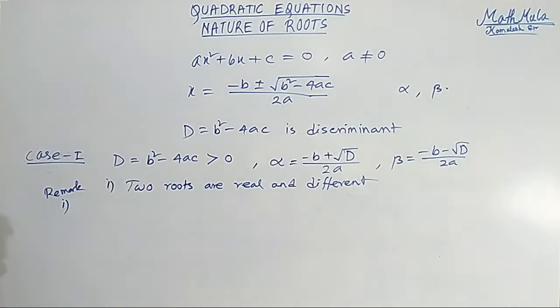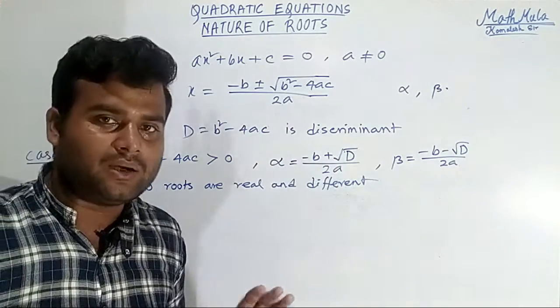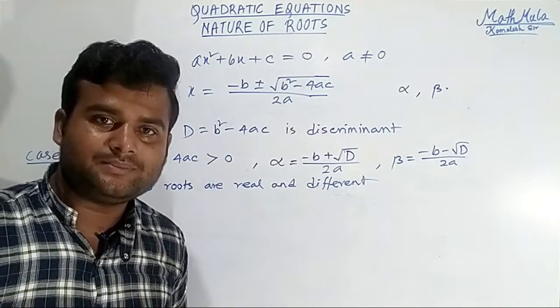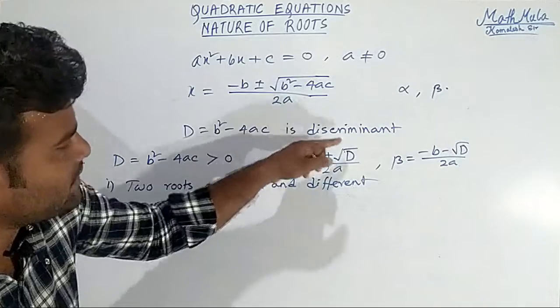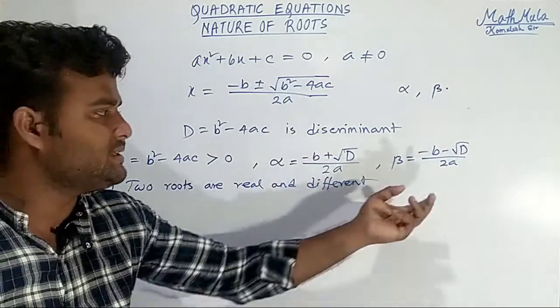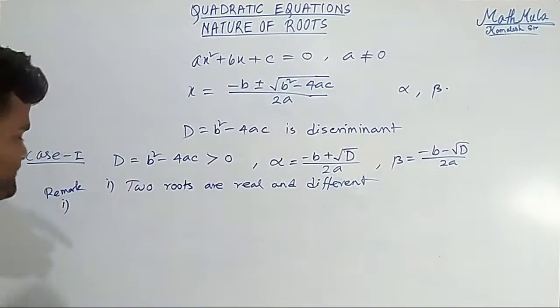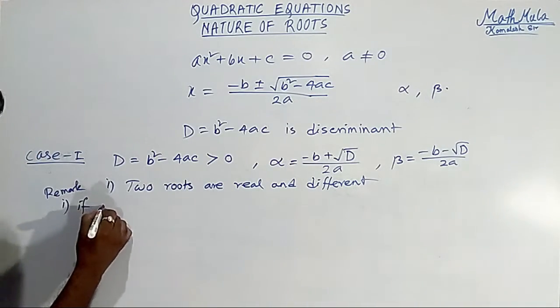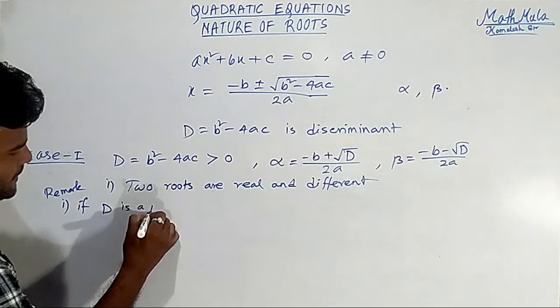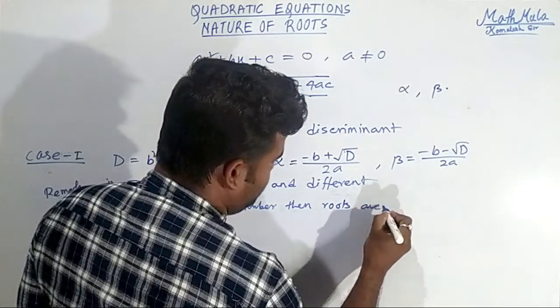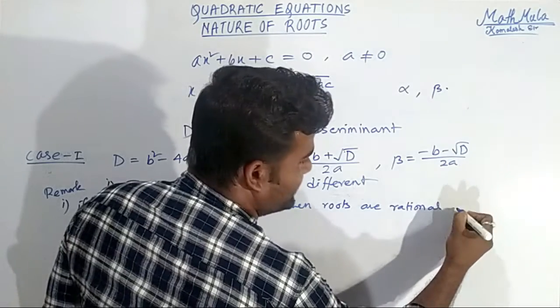Now remark number 1. If D is a perfect square number, then √D is a rational number. Then this number will be rational, and this also will be a rational number if D is a perfect square number. So remark 1: if D is a perfect square number, then the roots are rational and different.